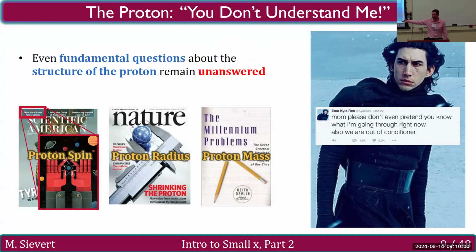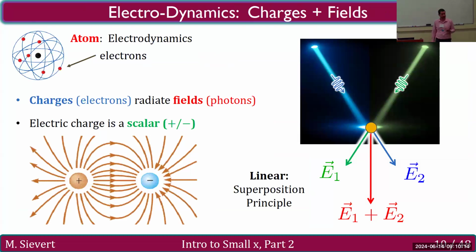How does the proton spin arise from its quarks and gluons? How does the proton mass arise from its quarks and gluons? Which radius is the correct radius for the proton? The reason that these are so complicated is because QCD is so complicated. It's much more complicated than QED.